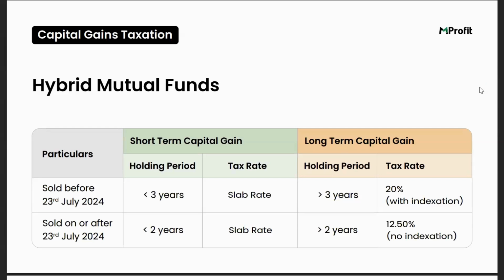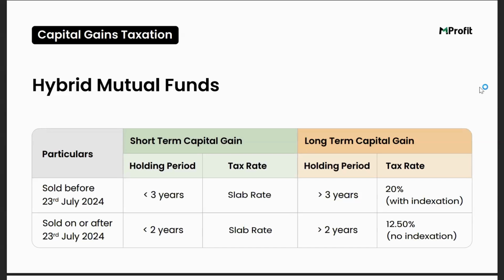To summarize the taxation for hybrid mutual funds, there are two scenarios. Scenario 1, where you're selling the fund before 23rd of July 2024. In this case, if you have held the mutual fund for a period of 3 years from the date of purchase and then sold it, it will be classified as long term and the tax rate will be 20% with indexation benefit provided. If you are selling the mutual fund within 3 years from the purchase date, it will be classified as short term and the tax rate applicable will be that of the slab rate, that is, the gain will be added to your total income.